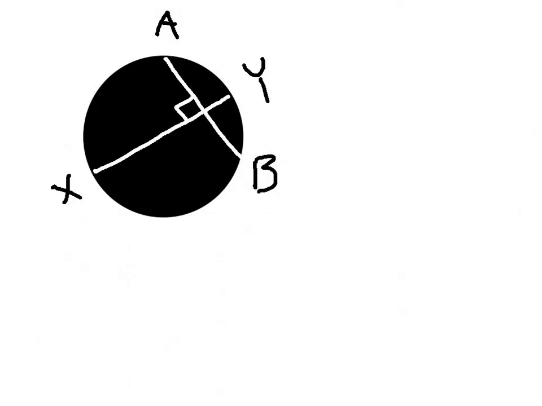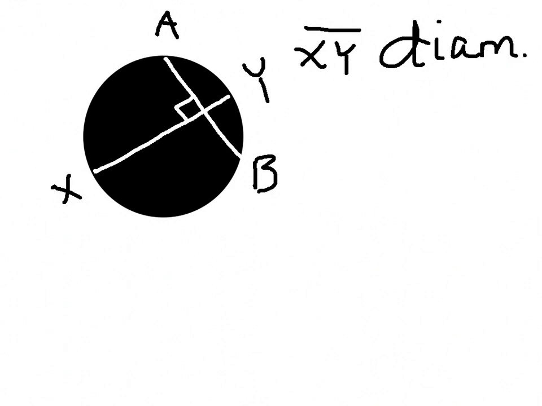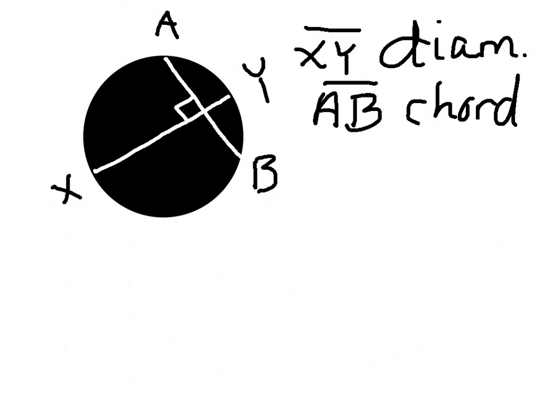So hi guys, for tonight's lesson I want to talk about the diagram up above so you can look at it. And what I want to tell you is that chord XY is a diameter. Alright? And I want to tell you that AB, line segment AB, is just a chord. And I want to give you some relationships between diameters and chords.